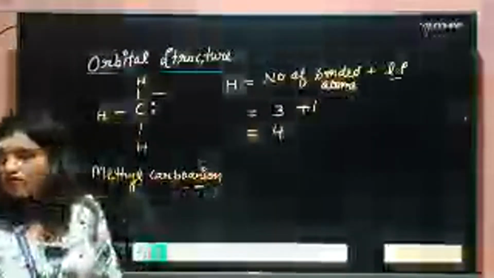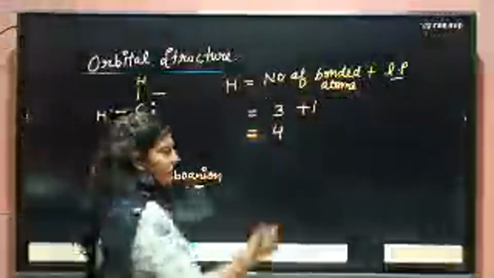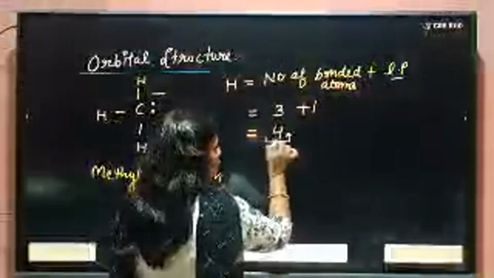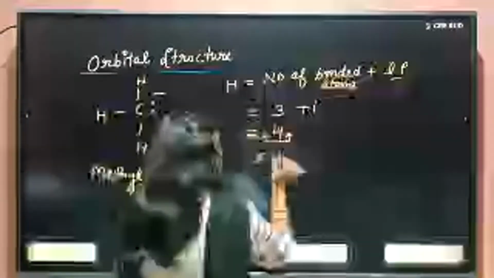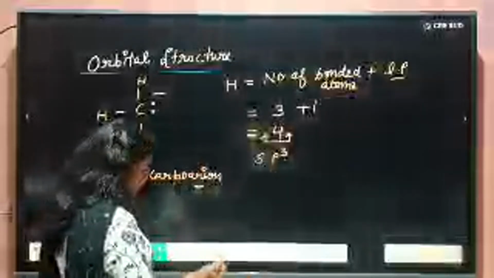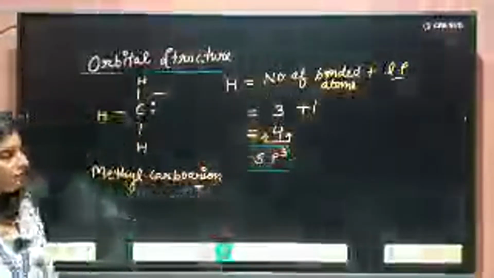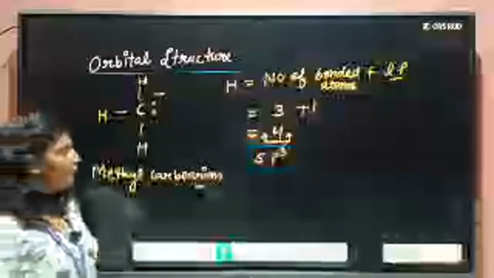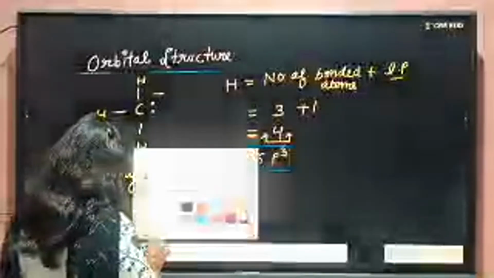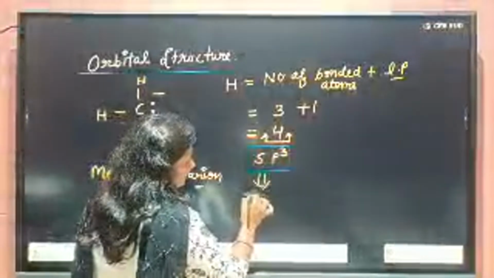And if this value is 4, then what will be the hybridization? sp3. 4 orbitals total, 1 for s and 3 for p. Hybridization will be sp3. So here hybridization is sp3. And you know very well, for sp3 hybridization, what will be the geometry? Tetrahedral.